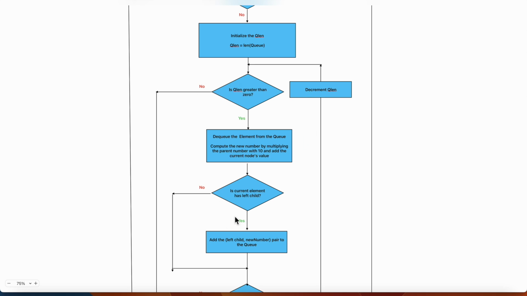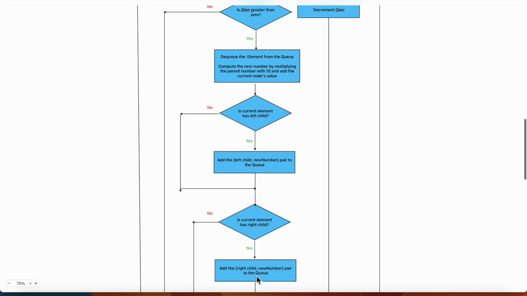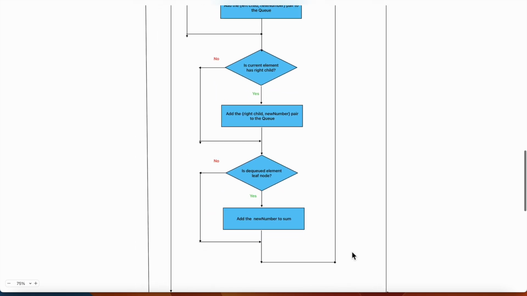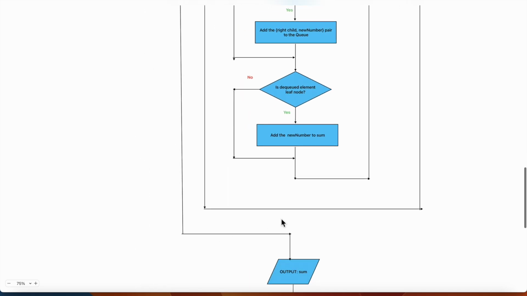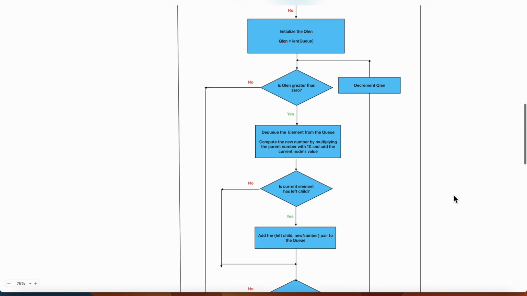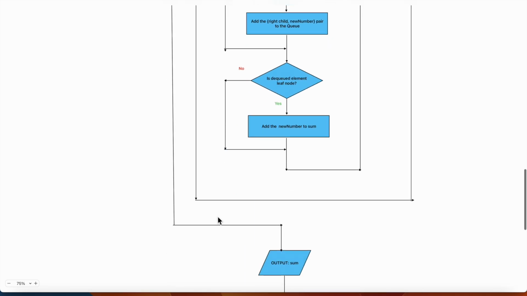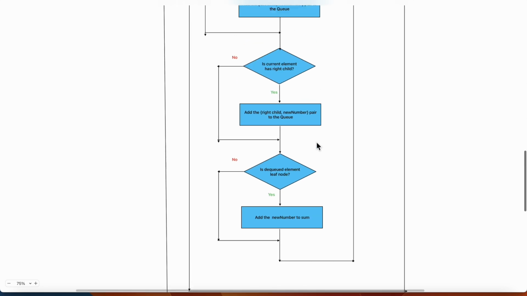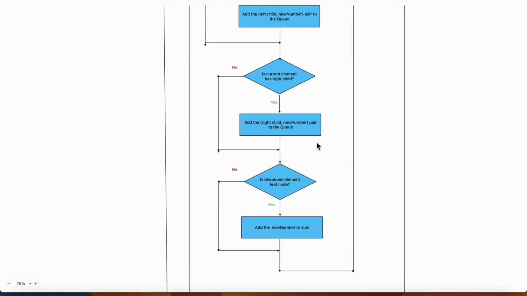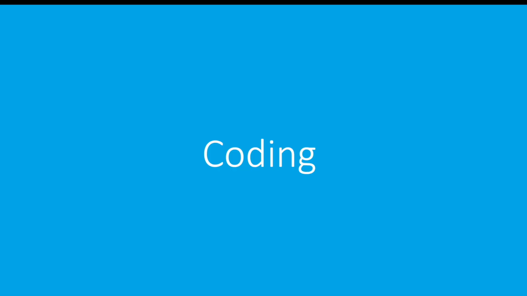So once all the elements in the current level are processed, we go back to the outer loop until the queue is empty. This operation will be repeated for every level. Once all the nodes are processed, finally when we come out, the sum variable will have the sum of all the numbers represented by the path to each leaf node. Let's move on to coding.